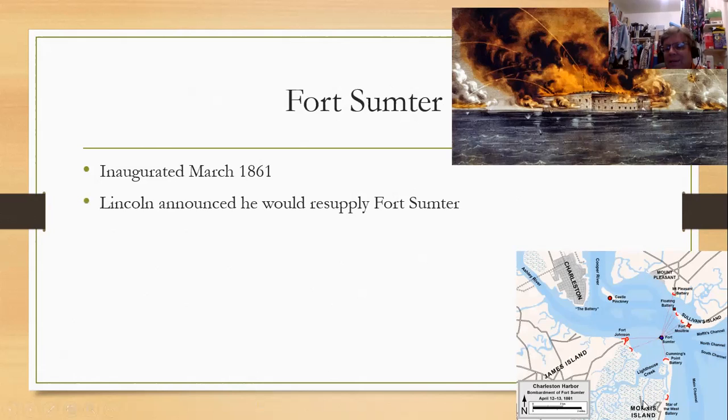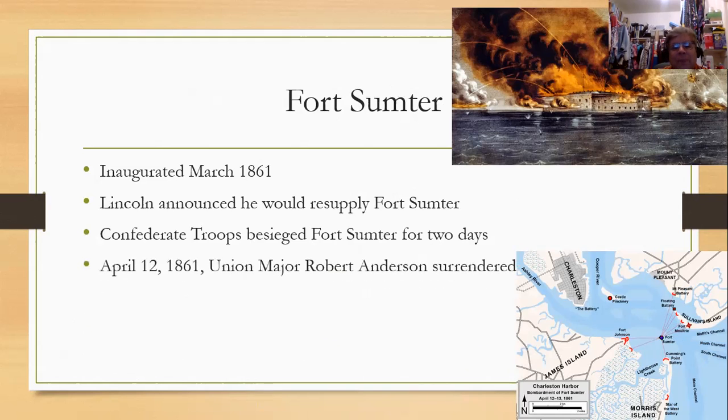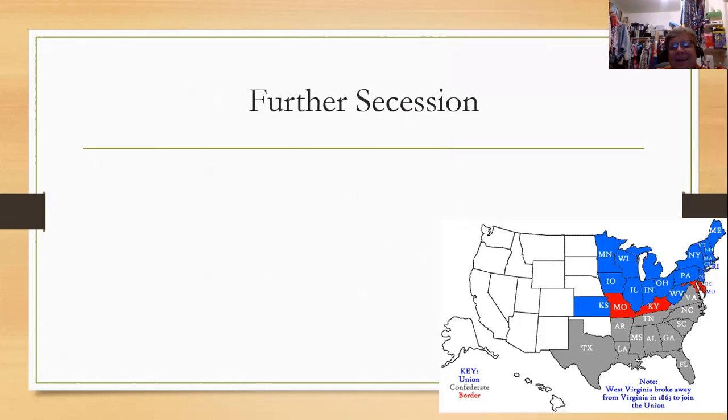As you can see, Fort Sumter is in the middle of the bay near Charleston, so it needs to be resupplied. It hadn't been resupplied for at least several weeks. Lincoln announced he would resupply Fort Sumter, and then Confederate troops attacked Fort Sumter for 2 days. And on April 12, 1861, a Union major, Robert Anderson, who was from Kentucky, a border state, surrendered to the Confederates. You had bombardments, but you didn't really have casualties. You didn't have soldiers killed in this battle.